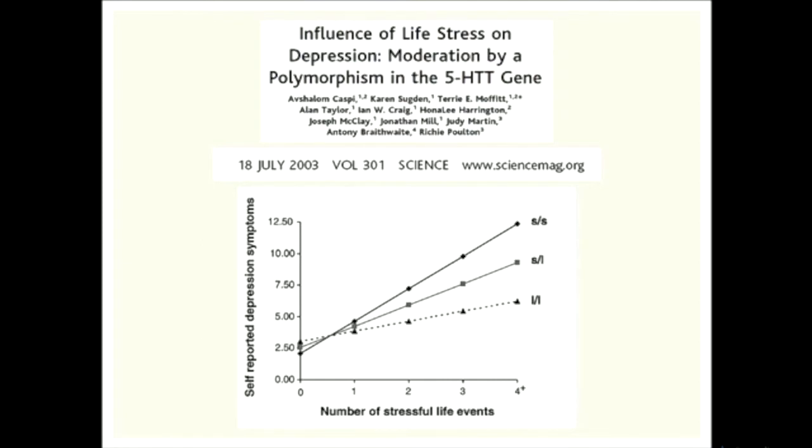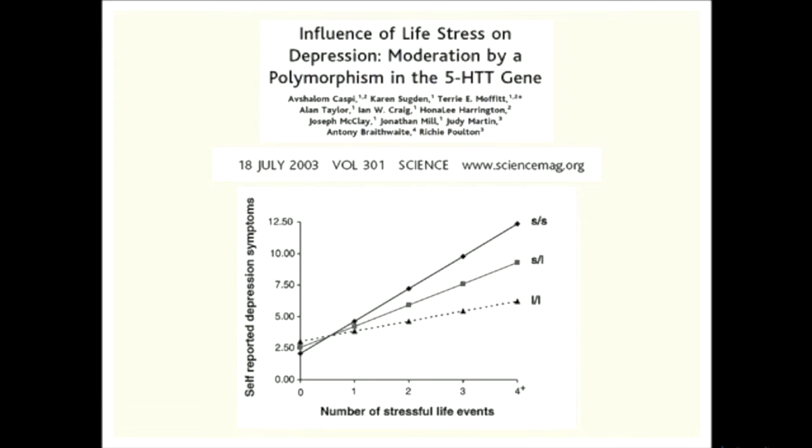So what this study showed was that the effect of stressful life events on depression was not very strong in people who had the LL genotype. It was much stronger in people who had the SS genotype. And in fact, if you looked at people with no stressful life events, there wasn't really any difference in their risk of depressive symptoms depending on their genotype. But there was a big difference depending on the genotype in people who had a lot of stressful life events.